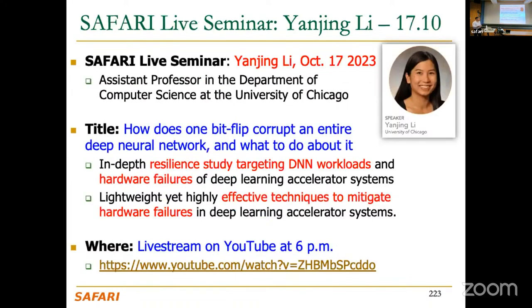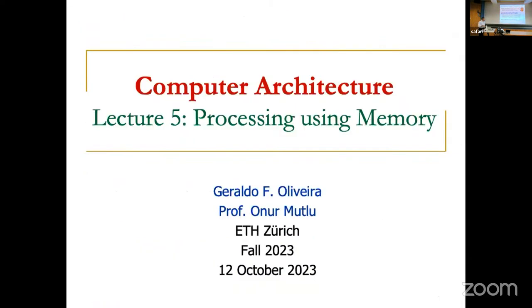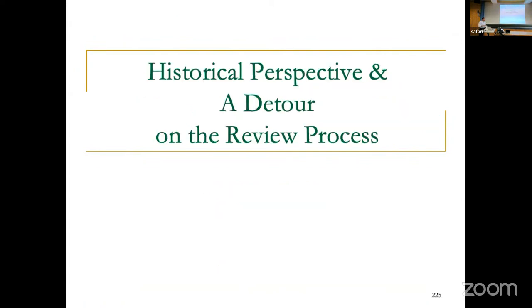Okay. So again, you are invited to see this live seminar on October 15 at 6 p.m. And this is what I had to talk about processing using memory. And briefly now, I'm going to talk about the history of publishing those papers, RowClone and Ambit in particular, and the review process and what you get, in case you are curious to see what it's like to do research in academia.